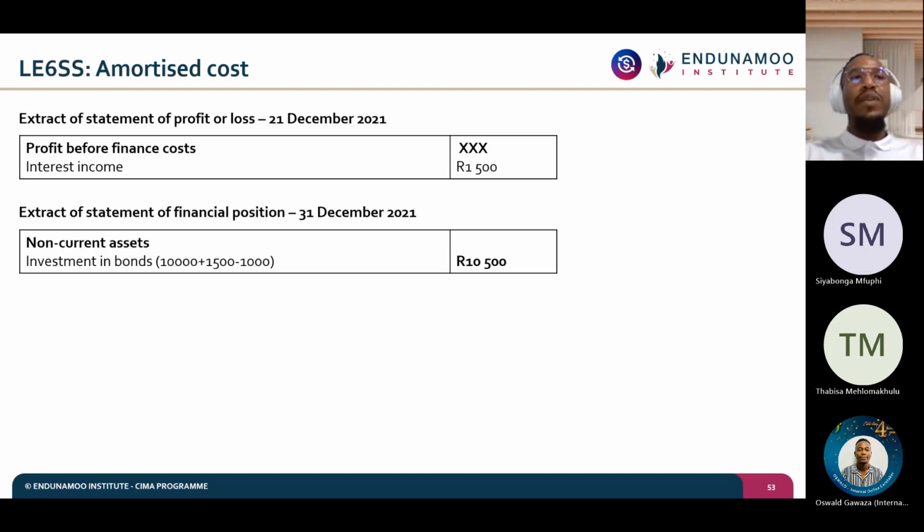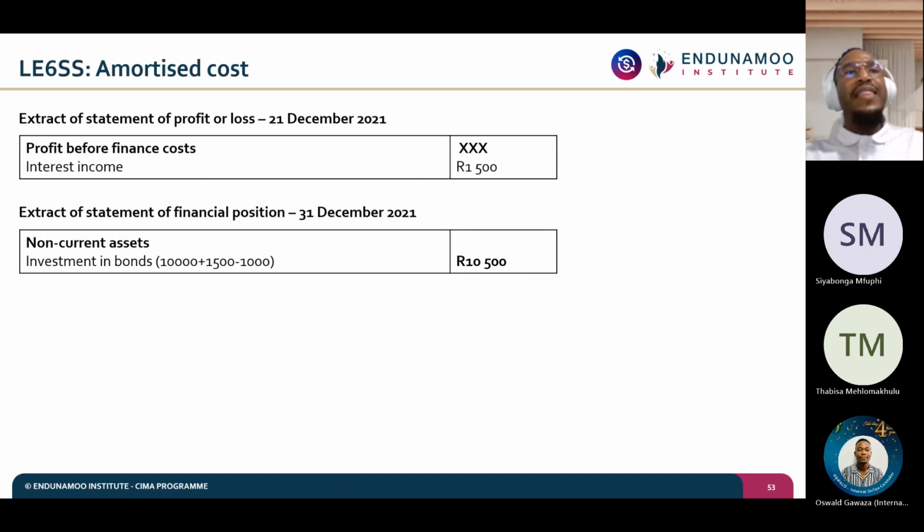Our extract would be as follows. In the statement of profit or loss for the year ended 31st December 2021, apologies, that should read 31st December 2021, we would have profit before finance costs as an amount, and then we would have interest income in the statement of profit or loss. The interest income would be the 1,500, being 15% of the fair value, and the fair value we know was 10,000.